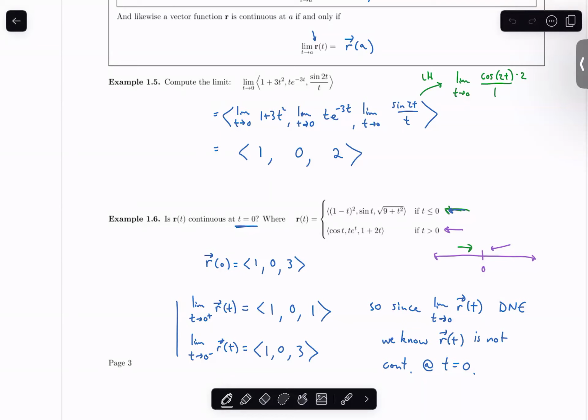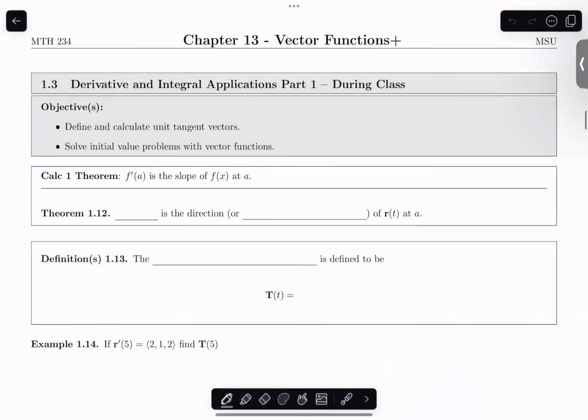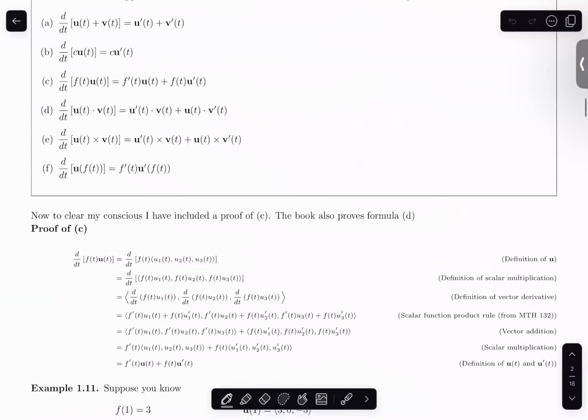All right, any other questions? Okay, so then why don't we go ahead and switch gears here.